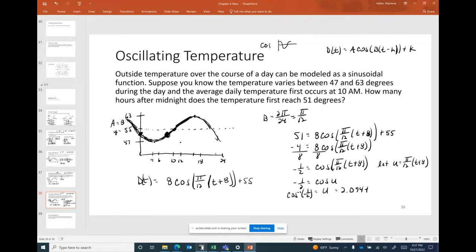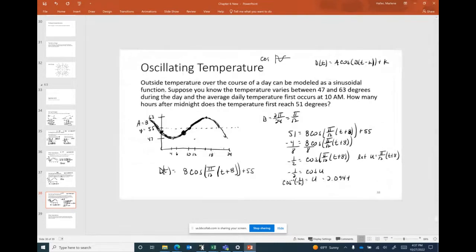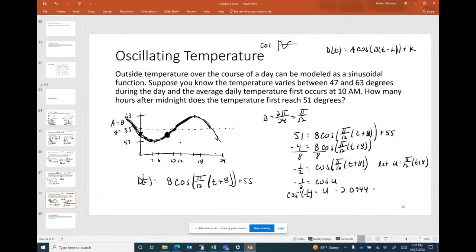We're looking for the time, so we're looking for t. So now we have to undo the substitution. Since u is equal to pi over 12 times t plus 8, we want to say that 2.0944 is equal to pi over 12 times t plus 8 and solve for t. All right, so we'll multiply both sides by 12 over pi, to get rid of that. So 12 times 2.0944 divided by pi.